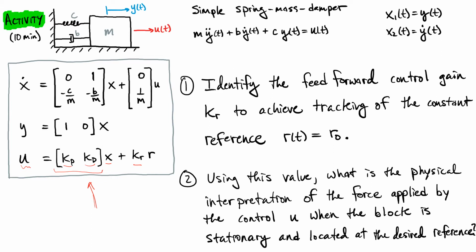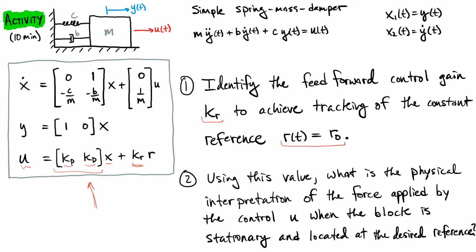So in general, you would design KP and KD in order to guarantee that you achieve stability, and then you design this KR term according to what we just discussed in terms of tracking. In this case, what we're interested in doing is showing how we would calculate this value of the control gain KR based on trying to achieve a static reference. That would be some R0 value in steady state.